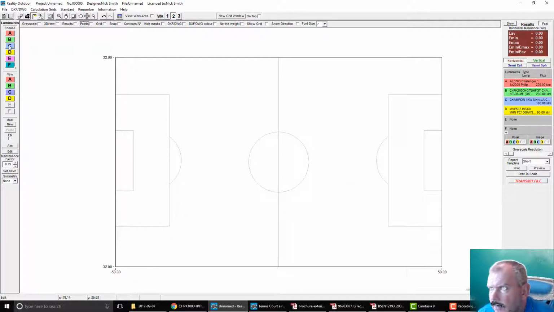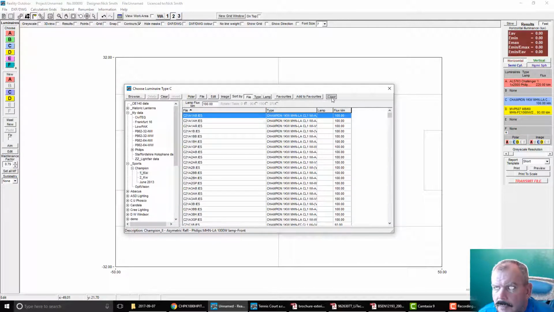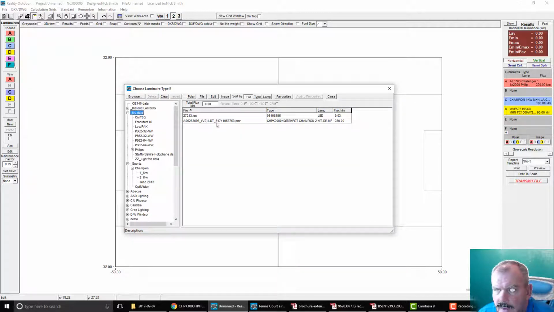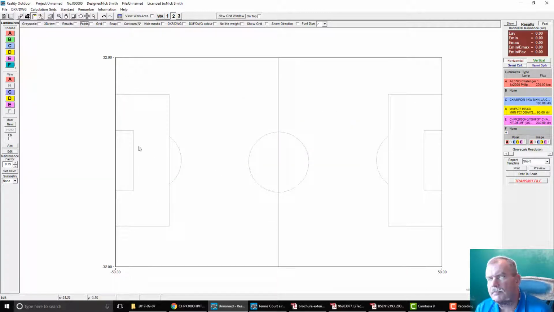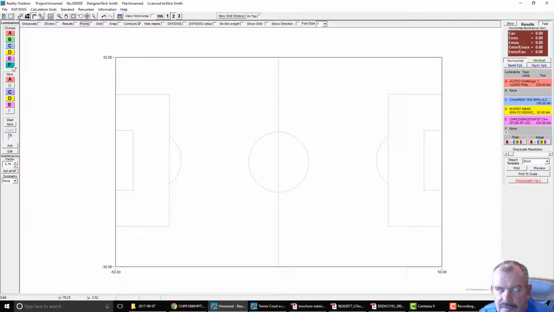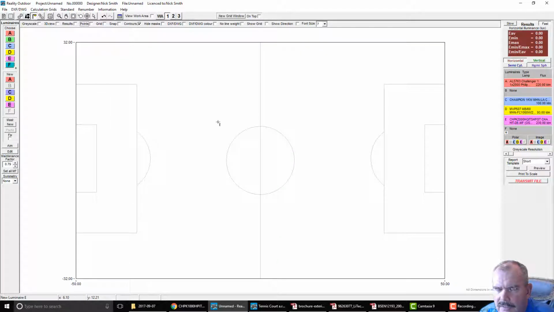is not that one. Which one was the one I was looking at? Is it C? Nope. Maybe it was E. So this is a situation with a floodlight that was actually part of a design that one of our users sent through. And what I'm going to do is position that in the middle of the pitch. I've set up a calculation grid here. Incidentally, there's two or three ways that we can set up our calculation grids for sports lighting.